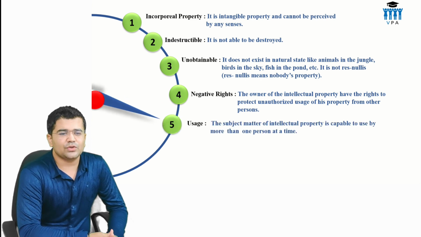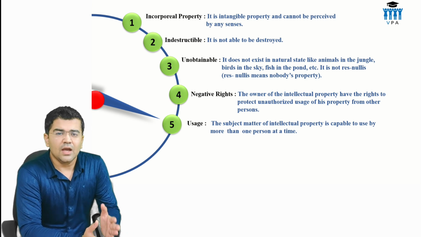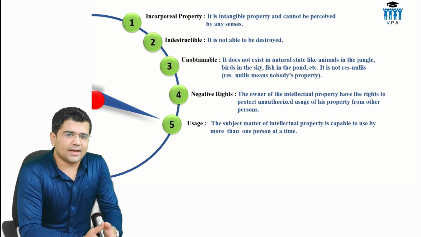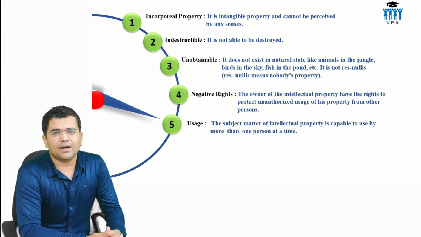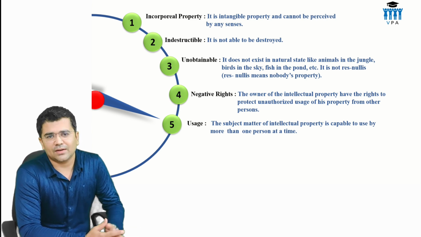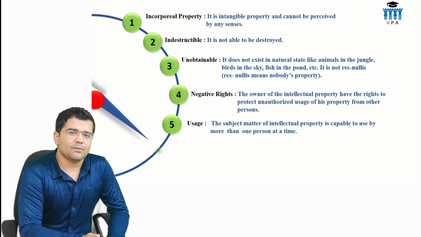The next point is usage. The subject matter of intellectual property is usage. It can be used by any person. For example, a bicycle can be used by anyone. The subject matter of a telephone can be used by anyone. Like that, intellectual property subject matter can be used by more than one or indefinite persons.